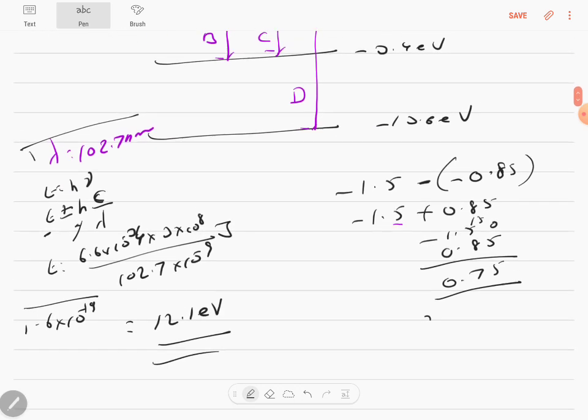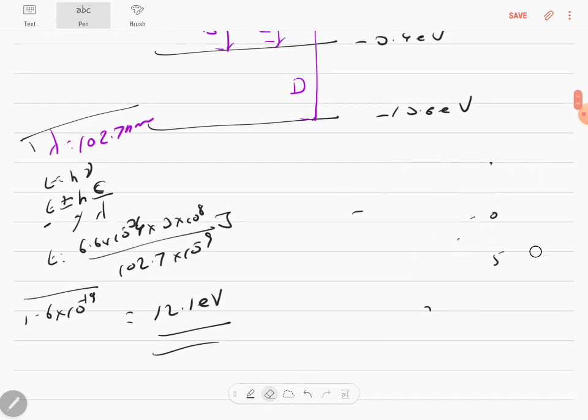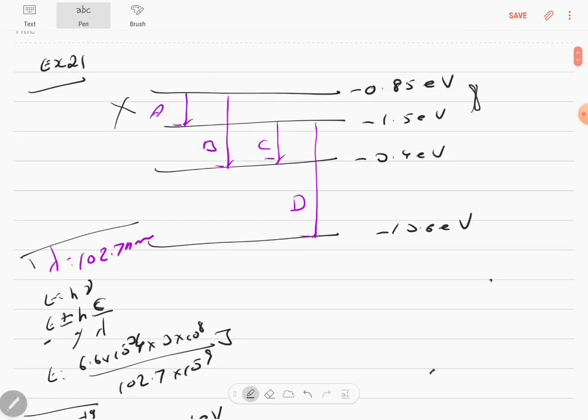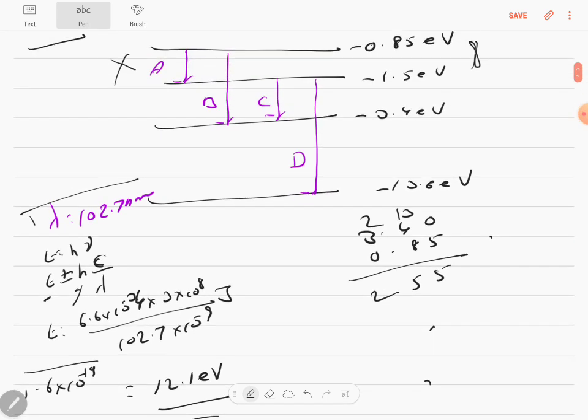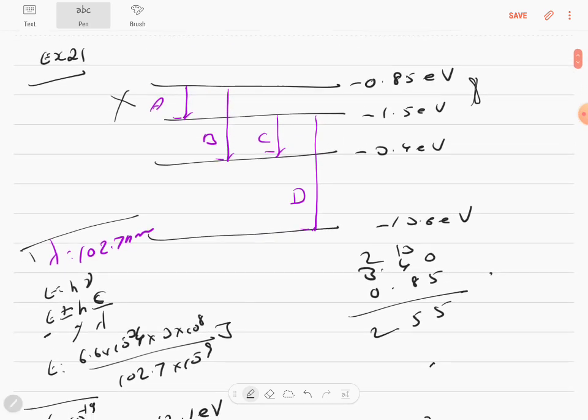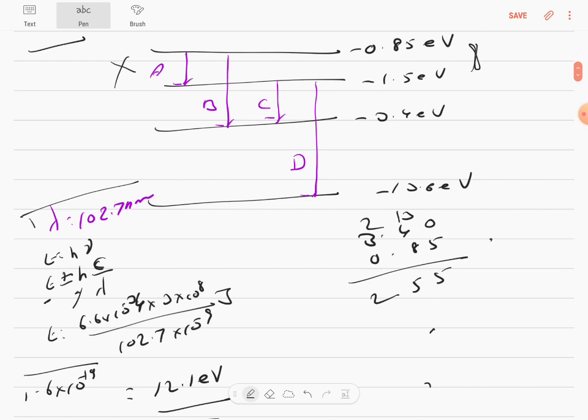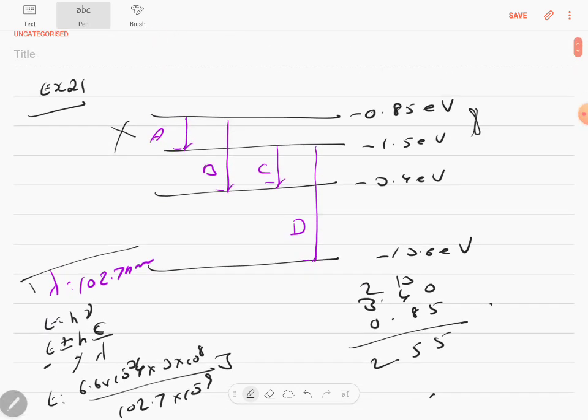Let's go to B. What is B's value? B is jumping from there to here, which is 3.4 minus 1.5. Generally, subtract and see. The gap is 1.9. Since we need 12.1, it cannot be any of these. You can guess that it has got to be something to do with D.